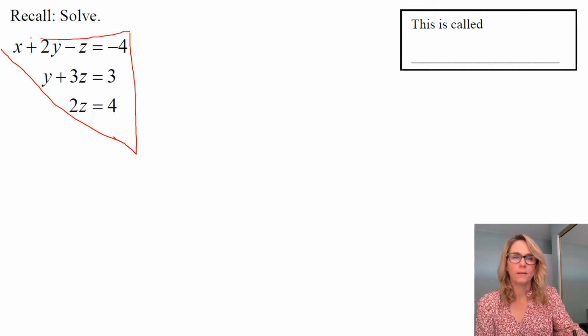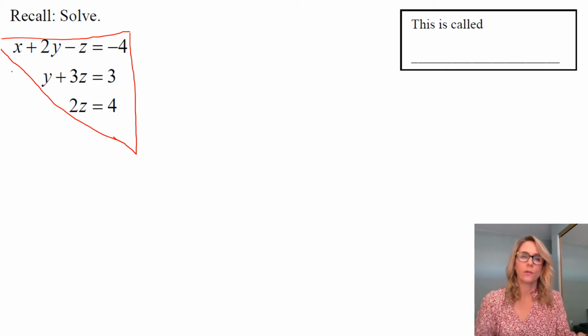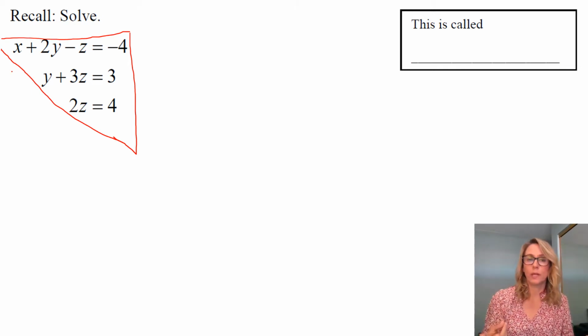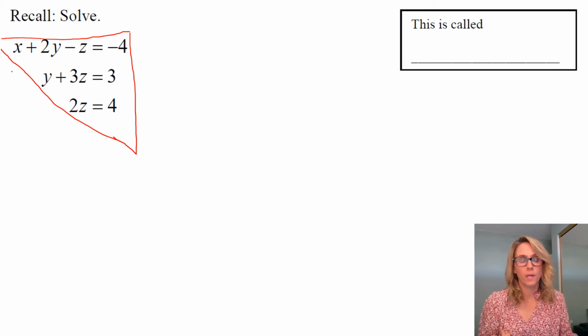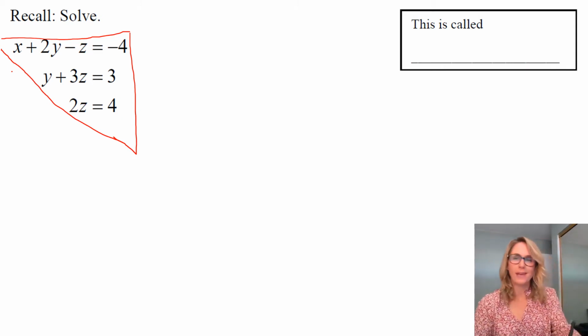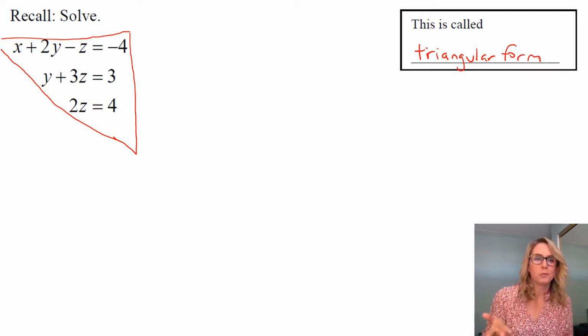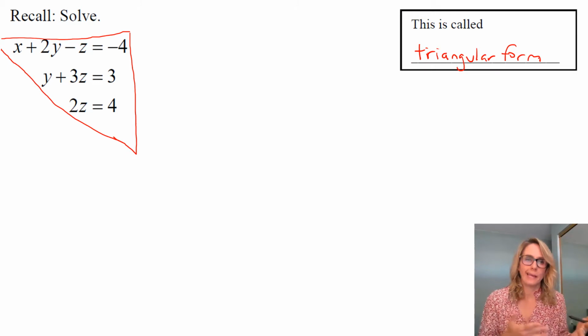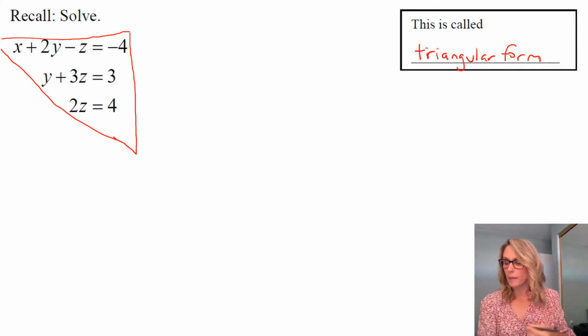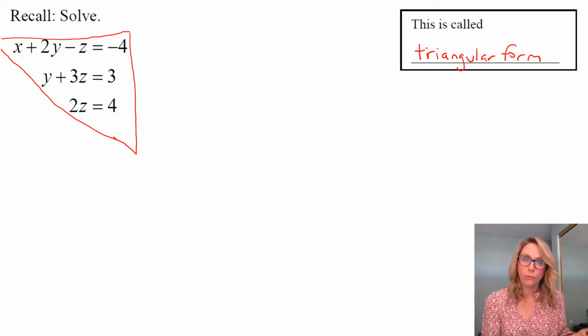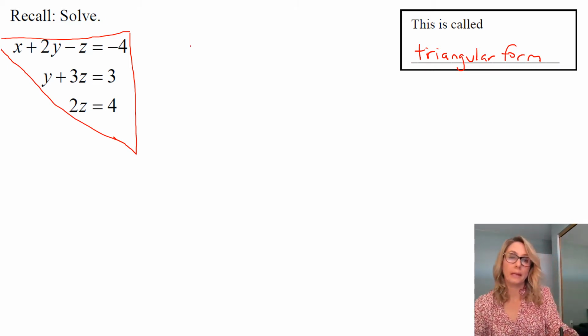You might notice that the first equation has 3 variables in it. The second equation only has 2, and the third only has 1. And by the shape I just made, you might be able to guess that this is called triangular form. What that simply means is it's in the shape of a triangle, and because it has 3 variables, then 2 variables, then 1 variable, it allows us to solve for our 3 variables fairly easily.